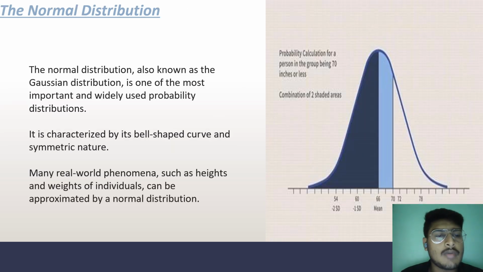And the next, the normal distribution. The normal distribution, also known as the Gaussian distribution, is one of the most important and widely used probability distributions. It is characterized by its bell-shaped curve and symmetric nature. Many real-world phenomena such as heights and weights of individuals can be approximated by the normal distribution. Probability calculation for a person in the group being 70 inches or less. Combination of two shaded areas.